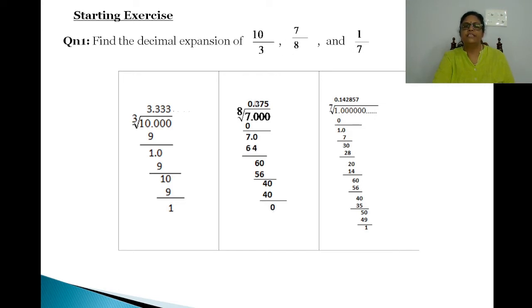7 by 8 is 0.875. Now 1 by 7, you will get 0.142857. See this process, again here you got the remainder 1. That means this whole process will repeat. So that means 1 by 7 is 0.142857142857142857. It will go on repeating.